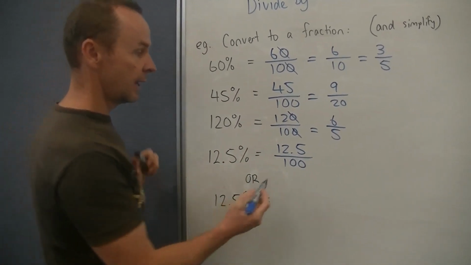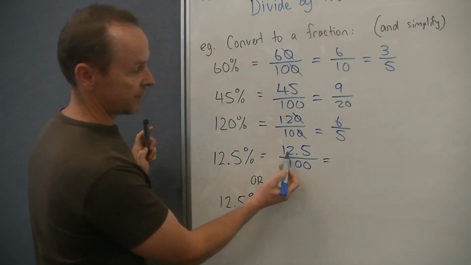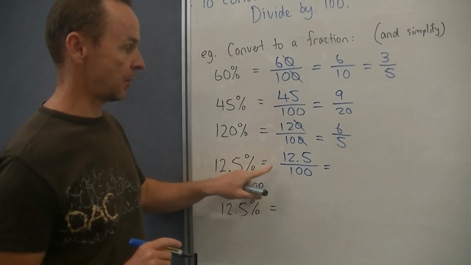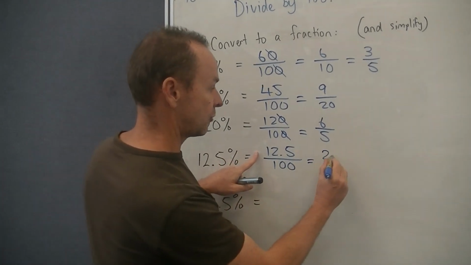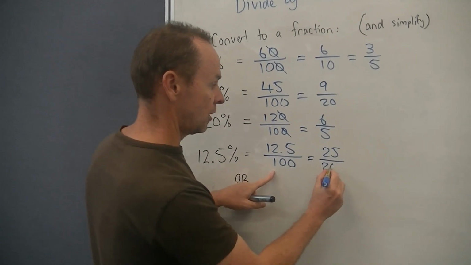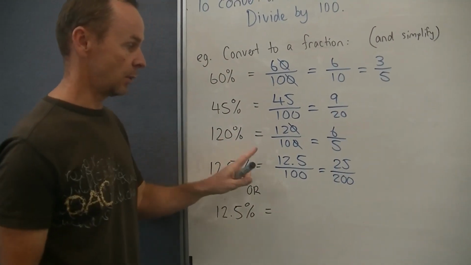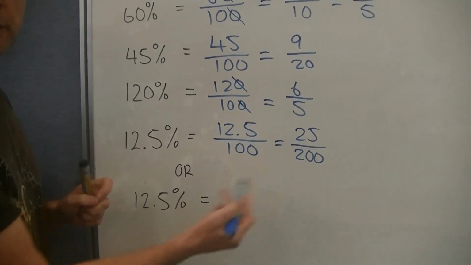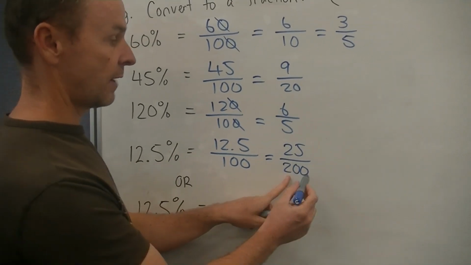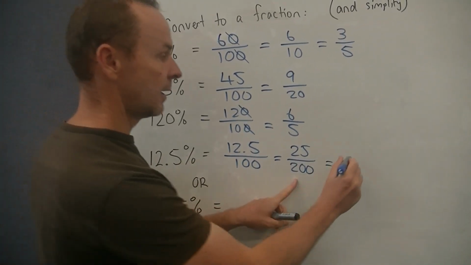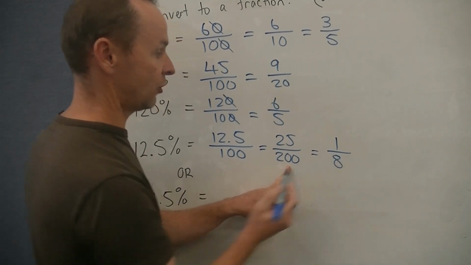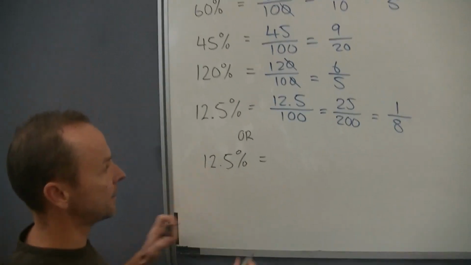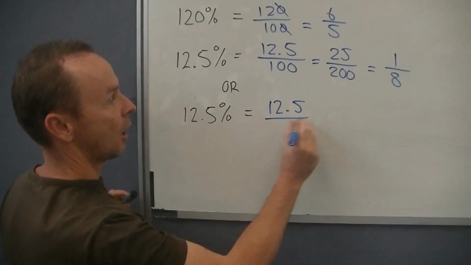So what you need to do is somehow get rid of this decimal here. So one way to do it is to times it by 2. So you times the top and bottom by 2. Times that by 2 becomes 25. Times that by 2 becomes 200. Can you see what we've done? By multiplying that by 2, it makes it 25, so there's no decimal there anymore. So now 25 over 100, 25 is a common factor, so that becomes 1, and there's 8 25s in 200, so it's 1/8.